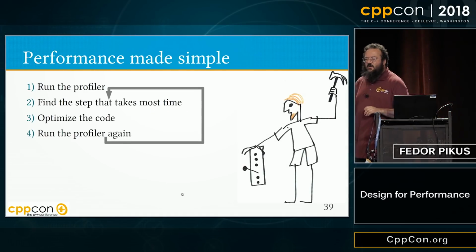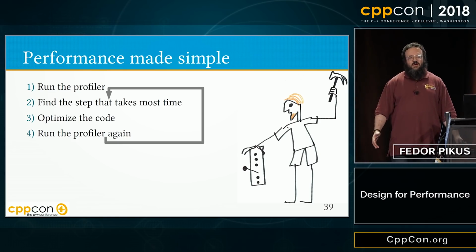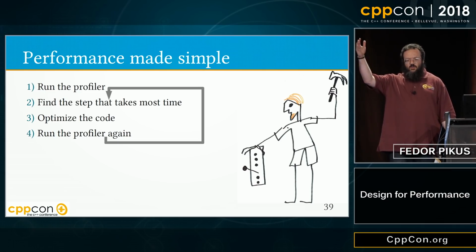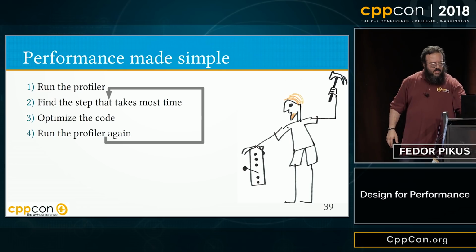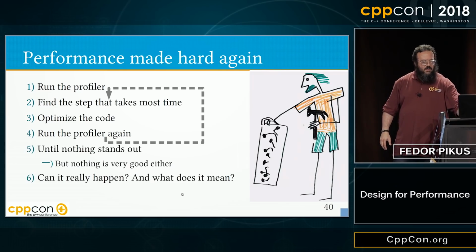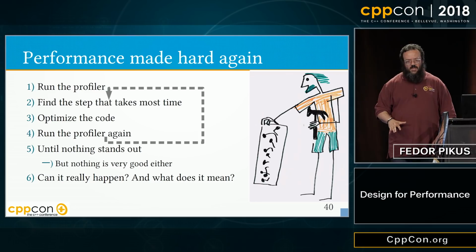Now, at this point, you could say, okay, well, that's true, all of this is true, but in reality, it's actually much simpler than what you're saying. You take your existing program, you run the profiler, you find the tall pole, and you optimize it, you run the profiler again. That's easy. Whatever sticks out, hammer it down. You do that, and in real life, you end up with the case where nothing really sticks out, but nothing is all that great either.